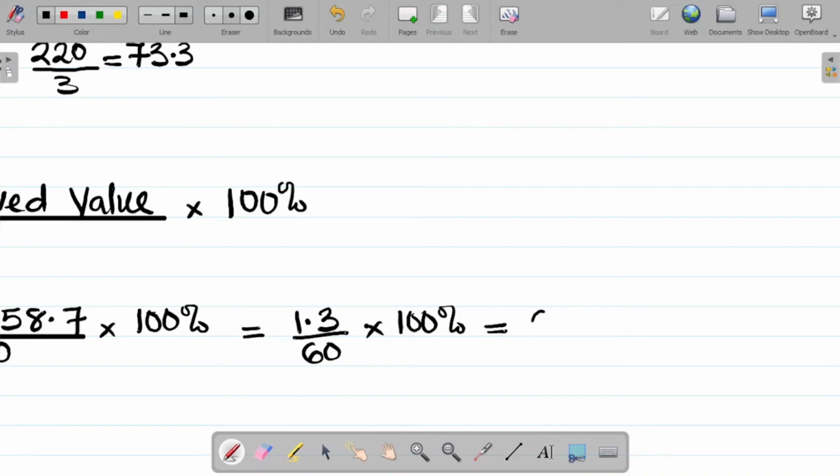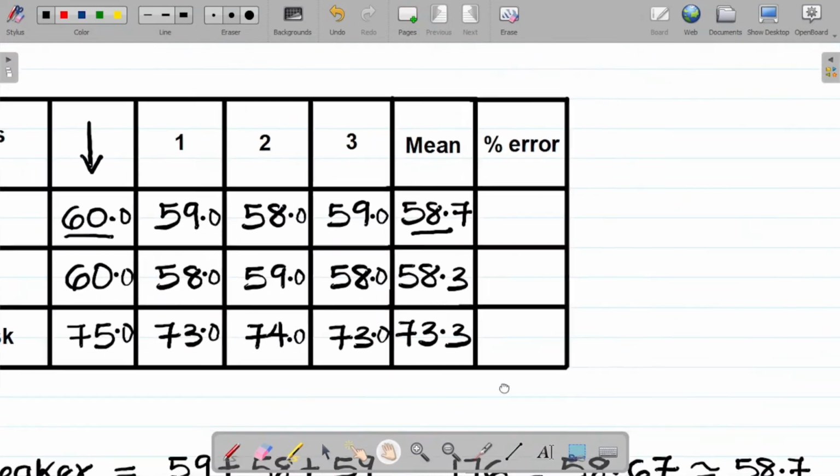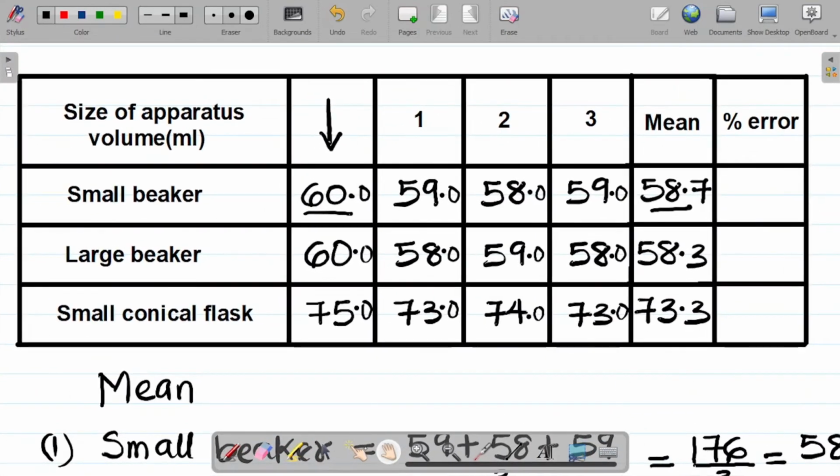So my answer becomes 2.2%. So the answer is 2.2, if you punch that into the calculator. So for the first one there, which is your small beaker, the percentage error is about 2.2. Of course, you don't have to put percent again because you already have percentage here. So that's just 2.2%.